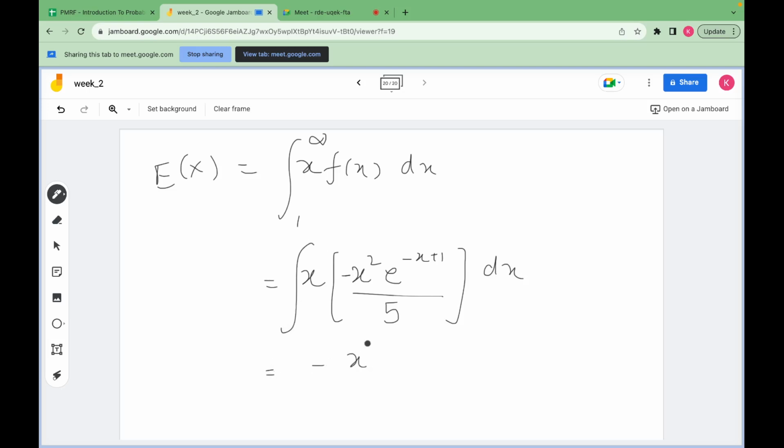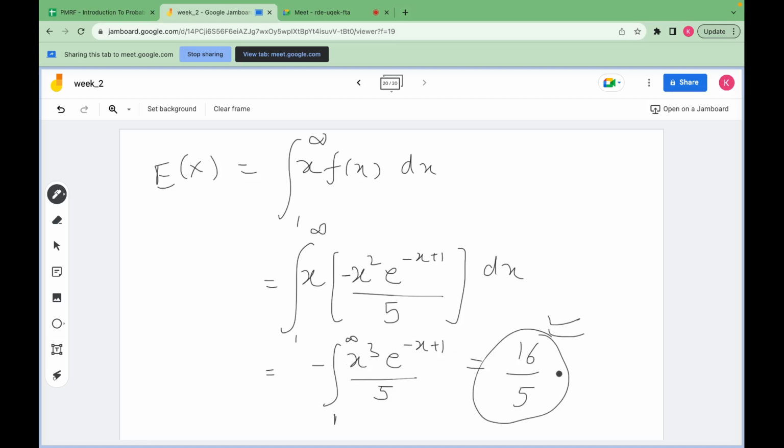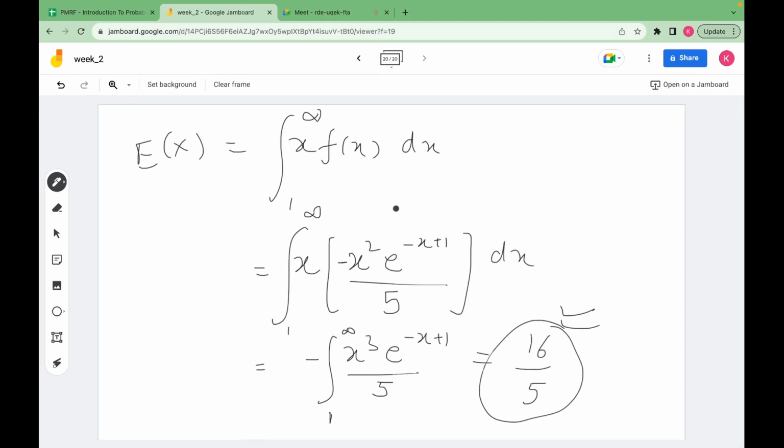which becomes minus x cube e to the power minus x plus 1 by 5. This will be 1 to infinite. So when you solve this, you will get 16 by 5. This is the answer. So try to see the integration, try to integrate it, and then check whether you are getting the 16 by 5 or not. Okay. So we'll move on to the next question.